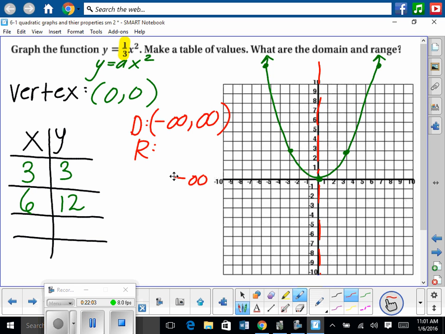And our range is our y values. We always do the lowest y value to the highest y value. What's my lowest y value? 0, right? And then it's growing to where? Positive infinity. Did it touch down right at 0? Yes. So you need a bracket, and then parentheses always go around infinities. Are we all okay with that? One more?